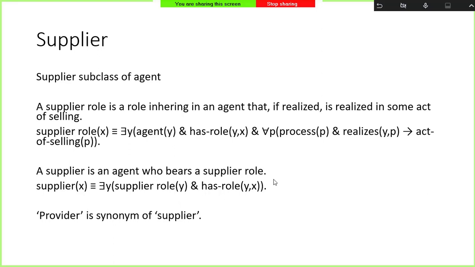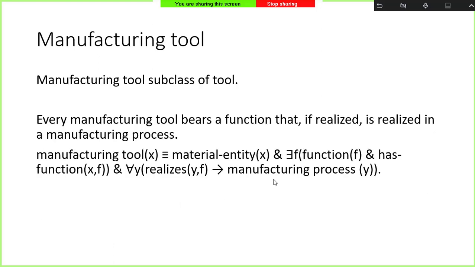And provider was one of the 20 terms, but we're assuming that provider and supplier are synonyms. But again, that is not for me to decide. That is to be decided in collaboration with the users of this ontology.